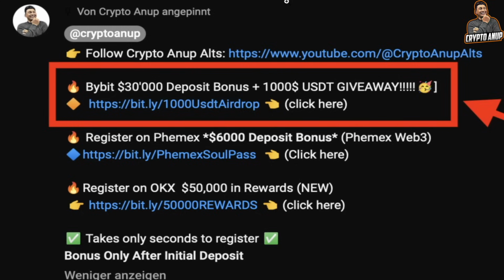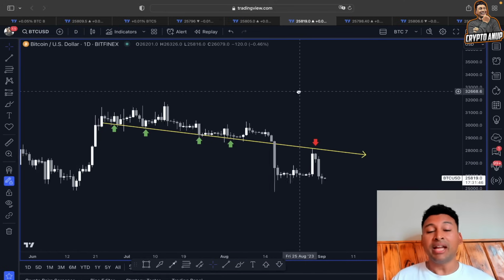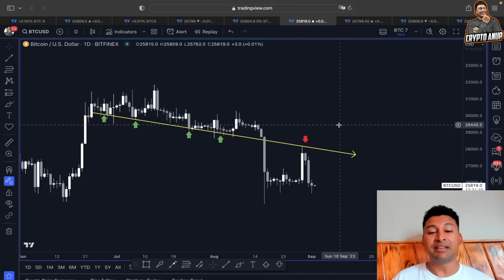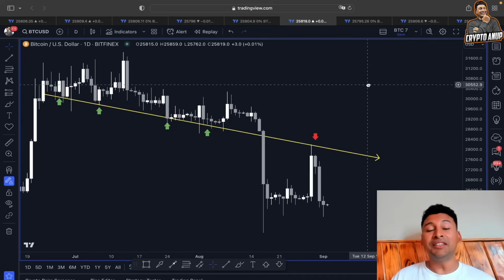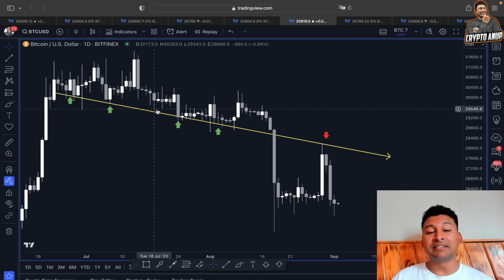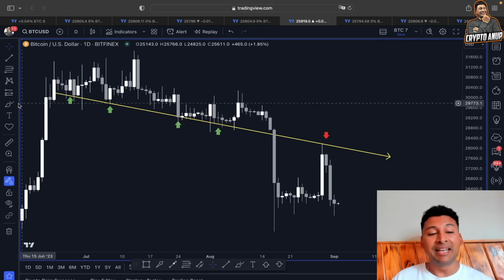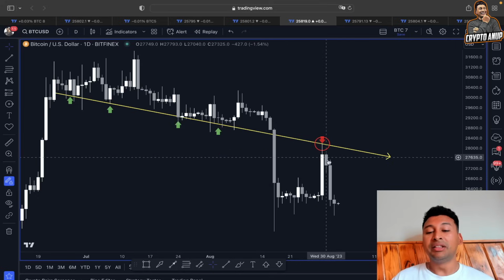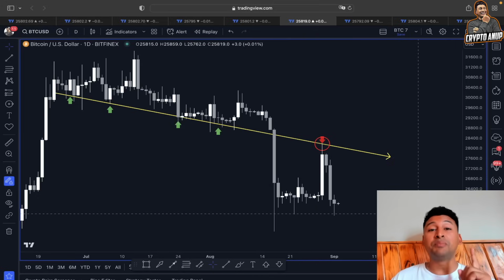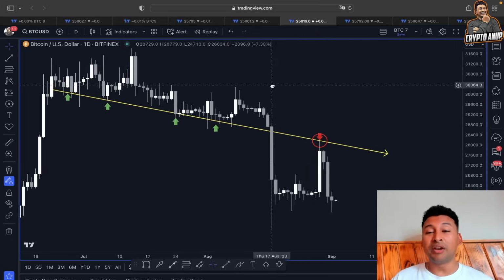Now let me switch the chart. Even if we look at this in a very simple way, in a daily time frame, we can simply add this falling trend line. This falling trend line previously acted as a line of support. This exact line rejected us. So what I'm trying to pinpoint here is that the price of Bitcoin got rejected at the previous temporary support line.